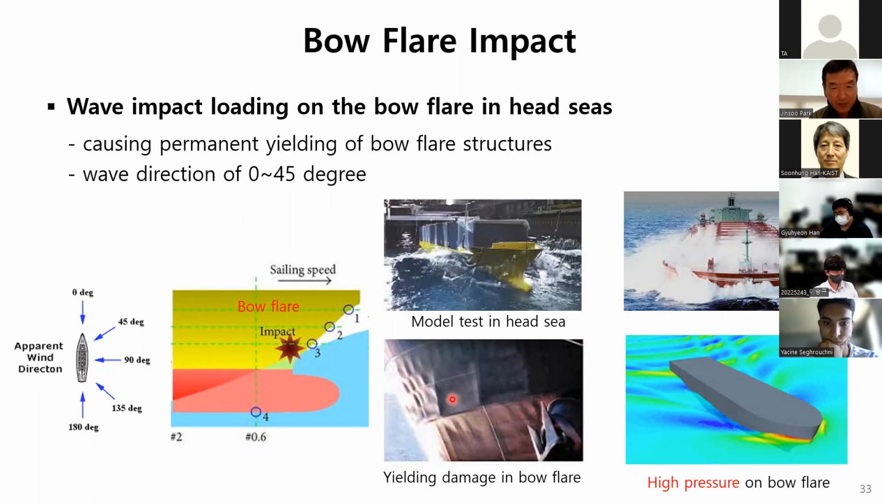For the research of design bow flare impact pressures, model tests are sometimes carried out using pressure sensors installed at several points. And we sometimes perform ship motion simulation, considering both ship structure and water around. You may notice high pressure, red color here on the bow flare.